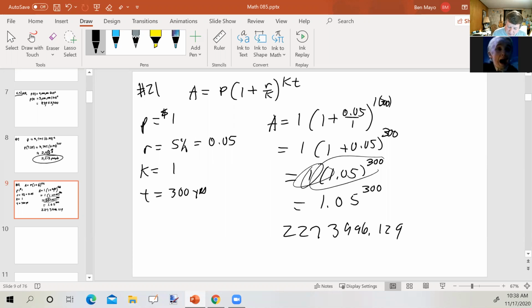2,273,996.129. Rounding to the nearest cent, the 2 rounds up, so 2,273,996.13. This is dollars, but again, we need a comma there and there. So I believe the only mistake there is the lack of the comma between the 3 and the 9 back in that original problem. Okay.